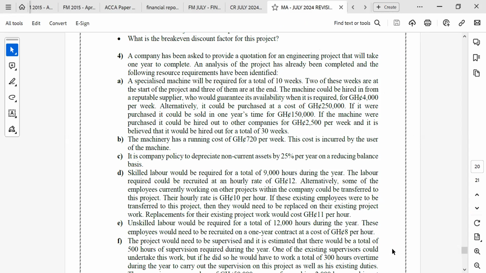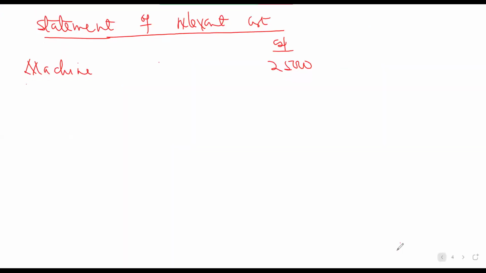B, the machine has a running cost of 720 per week. This cost is incurred by the user of the machine. The purchase cost is different from the running cost. I hope we are okay with that. So you are going to be using the machine for 10 weeks. You'll be buying fuel. The fuel can be the running cost. The maintenance can be the running cost. So for this one, your running cost for the machine will just be the 720.